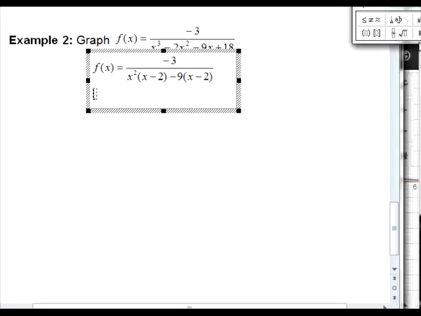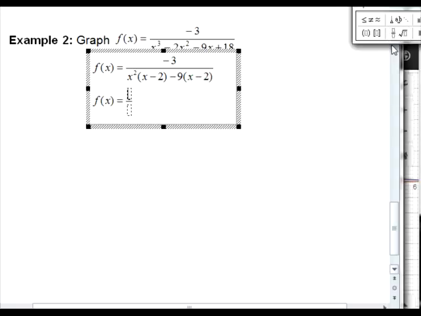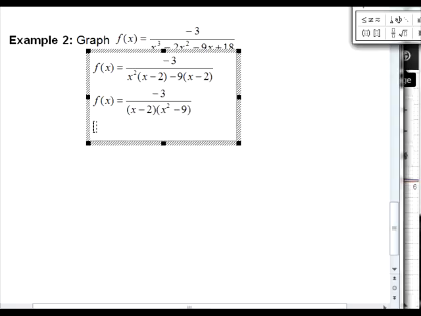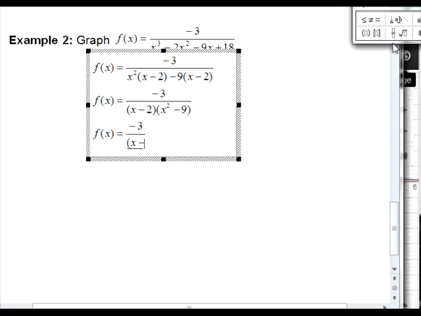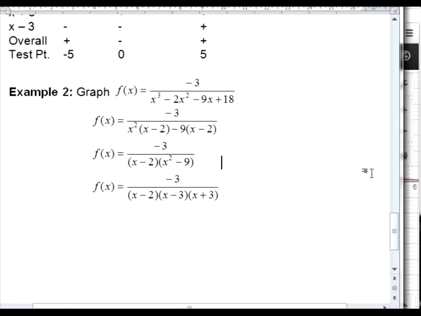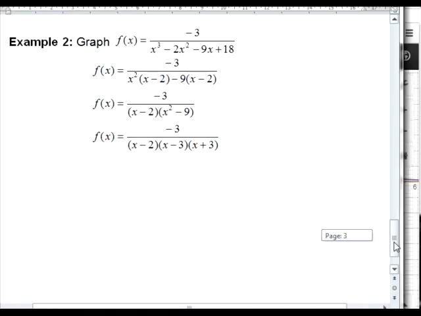Okay, great. RA, can you finish up from there, please, or give me the next line? Negative 3 over x minus 2 and x squared minus 9. Great. Hannah, can you keep going here? And that's going to be negative 3 over x minus 2, x minus 3, x plus 3. Alright, and that's a wonderful start right there. If you got that far, great. We'll show you how to finish up from there.